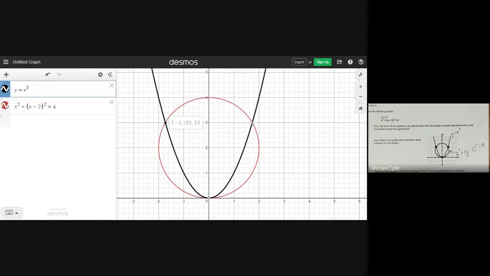Now, notice it's not an exact number, right? So if you actually were to solve this, it says negative 1.732, comma 3, right? All right. Now, I'm going to show something here real quick. So we'll come back to that. Let's just hold that thought right there. Negative 1.732. Okay? All right.